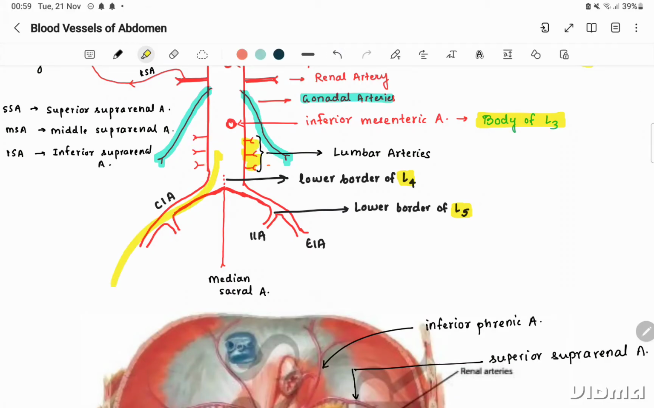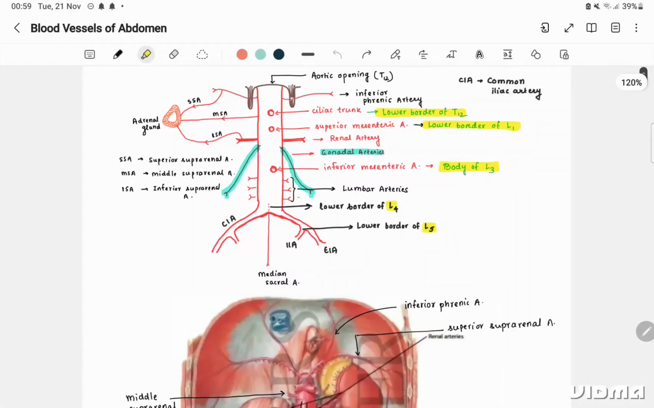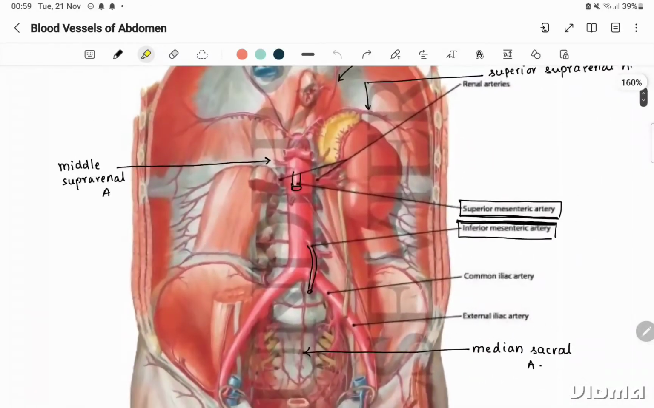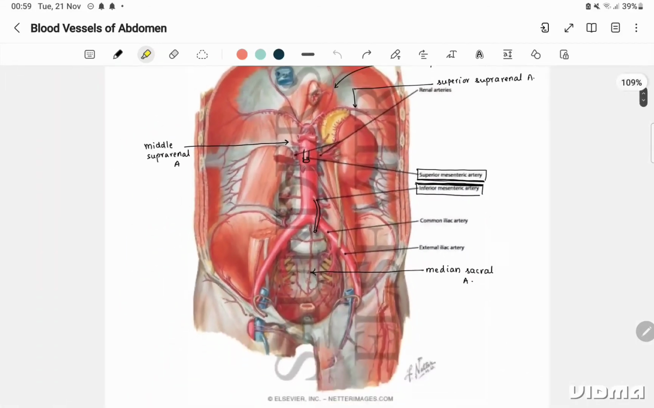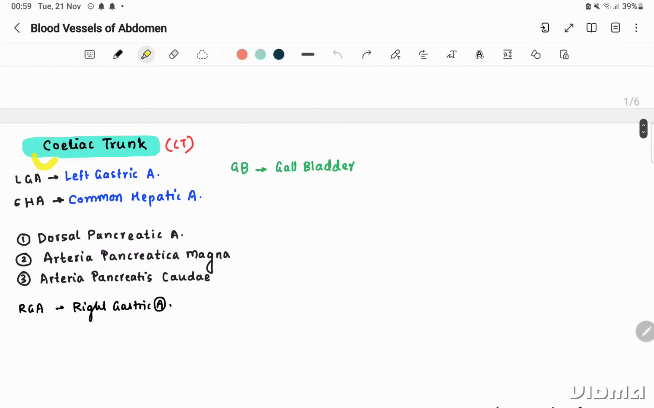Then the abdominal aorta divides into your common iliac arteries. Okay, common iliac artery, and this common iliac artery divides into external iliac and the internal iliac arteries. Okay, and another branch is there which is arising from the median part, the middle part, which is called your median sacral artery. So these are the branches of your abdominal aorta. You can mark well the branches. You can see the branches here. Of course, it's not much visible. Let's discuss the celiac trunk.